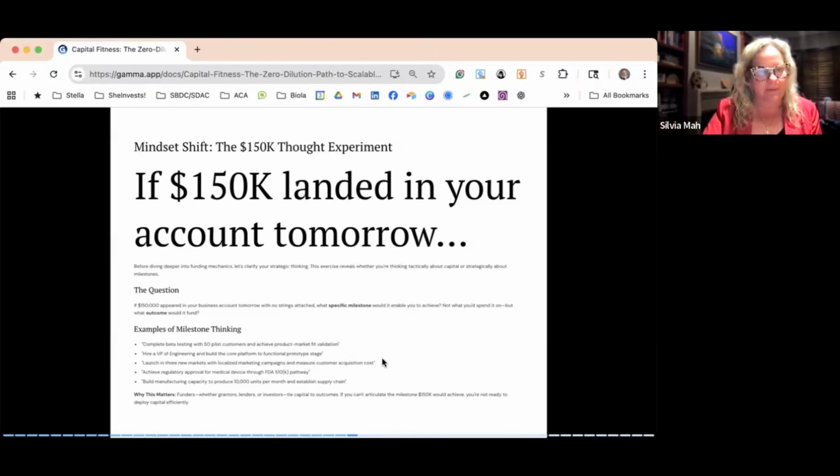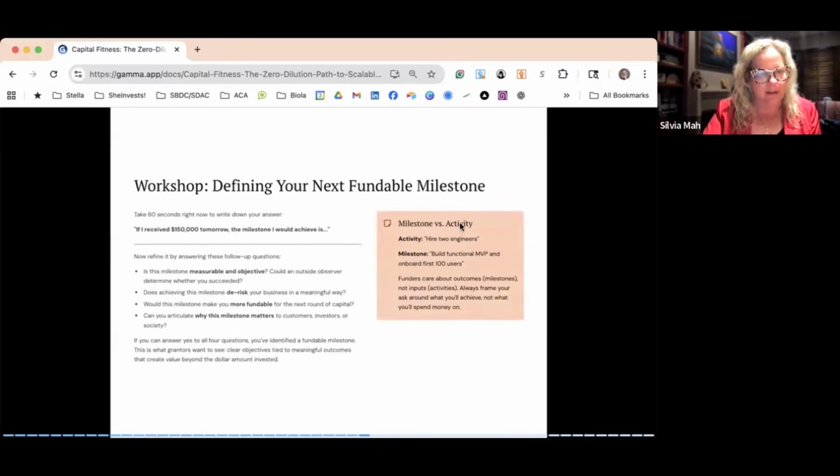I built this out so that we can think about it. What are the milestones that are measurable and objective? How are you going to de-risk your business in a meaningful way? Is completing the MVP de-risking? I believe so. Is integrating giveaways de-risking the business in a meaningful way? Is building out my team meaningful? Yes.